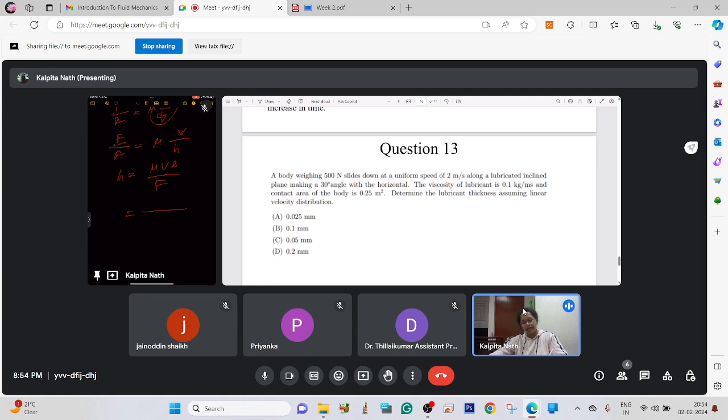So 500 sine, 500 actually cos 60 degree. Cos 60 degree means sine 30 degree, anything you want to write. So 0.1 into 2 into 0.25. So this will come to be 0.2 mm. So yeah, this is option D.